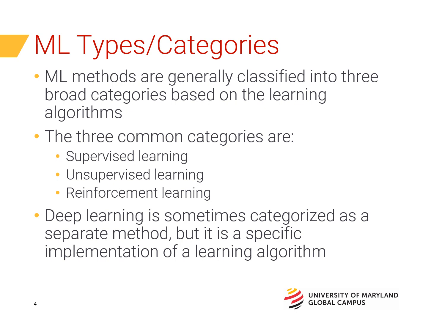It's worth noting that deep learning, which has gained significant attention in recent years, is sometimes considered a separate category of machine learning. However, deep learning is essentially a specific implementation of learning algorithms, primarily based on artificial neural networks with multiple layers. Deep learning has achieved remarkable success in various domains, including computer vision, natural language processing, and speech recognition. While deep learning can be applied to supervised, unsupervised, and reinforcement learning tasks, it is particularly well suited for handling large, complex, and unstructured data.